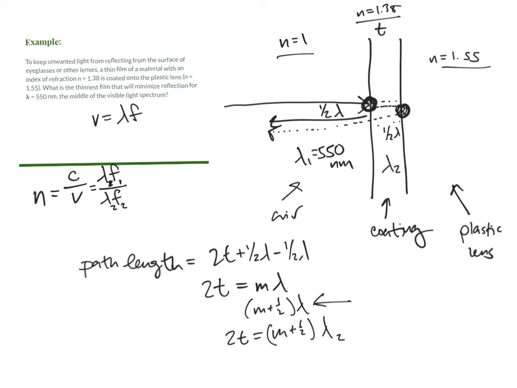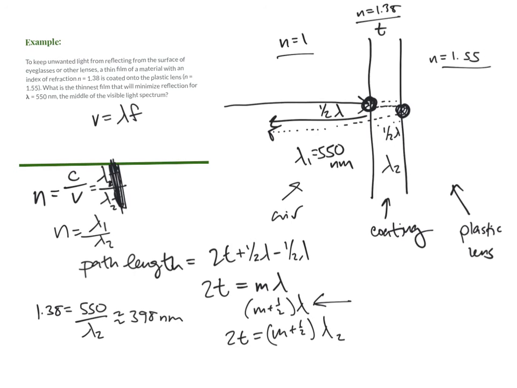Frequency stays the same throughout the entire process. It doesn't change between materials. So frequency 1 equals frequency 2. Those cancel out, and you get that n equals lambda 1 over lambda 2. You know that the index of refraction inside the thin film is 1.38, which equals lambda 1, 550, over lambda 2. So you need to do 550 divided by 1.38, which gets you about 398 nanometers. And you could, if you wanted to, change all of that to times 10 to the negative 9th meters. I like leaving it in nanometers.